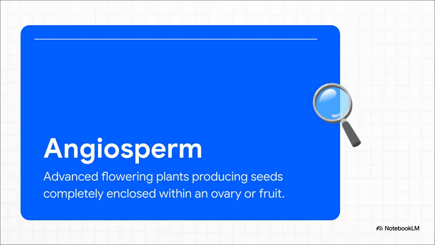Which leads us to the final boss of plant evolution, the angiosperm. These are the most advanced flowering plants out there. Why? Because they figured out how to produce seeds completely enclosed within an ovary or a fruit. Honestly, that orange or banana you eat for breakfast, it's just a brilliant evolutionary strategy to protect the seed and completely manipulate animals into carrying those seeds far and wide. Pretty clever, right?